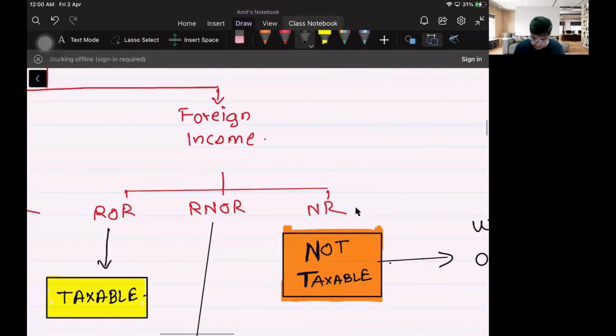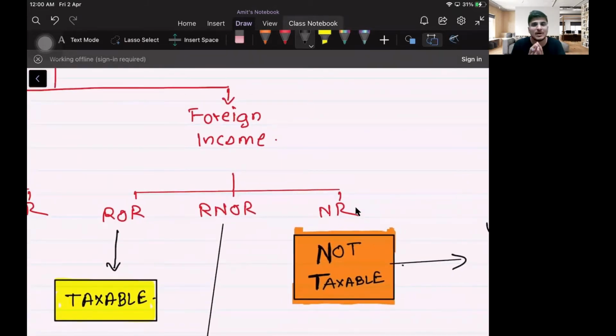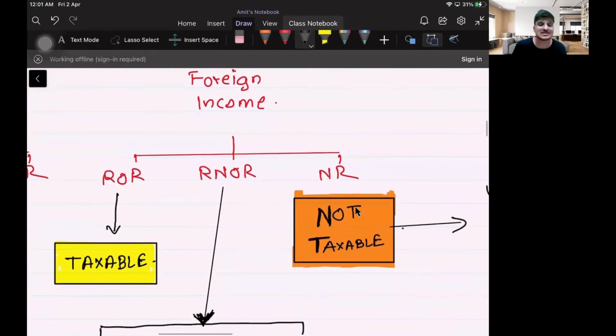But in the case of foreign income, we will have to bifurcate कि अगर ROR है, foreign income ROR कमा रहा है, तो ROR के लिए it is taxable. Why? Because ROR के लिए वो Indian income होने दो या foreign income होने दो, both the types of incomes for ROR it is taxable. Because for ROR his global income will be taxable. There is no bifurcation. ROR के लिए से हो ही नहीं सकता कि this particular income is not taxable. Foreign income होने दो, Indian income होने दो, taxable. But this is not the case in case of RNOR.